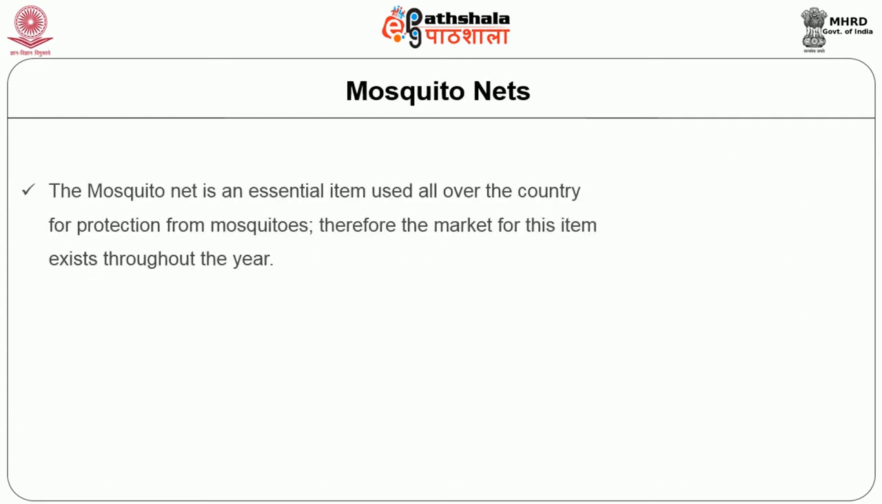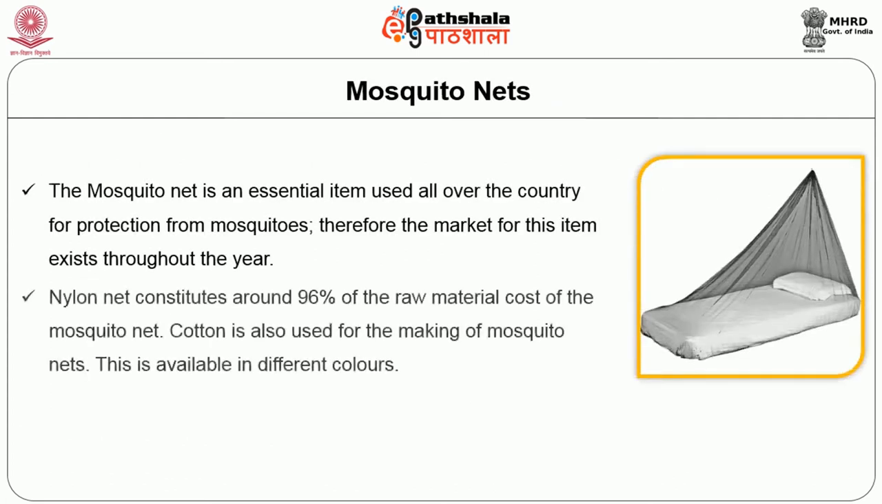The next aspect is mosquito nets. Mosquito net is an essential item used all over the country for protection from mosquitoes. Therefore, the market for this item exists throughout the year. Nylon nets account for 96% of the raw material cost for mosquito nets. Cotton is also used for making mosquito nets. This is available in different colors.